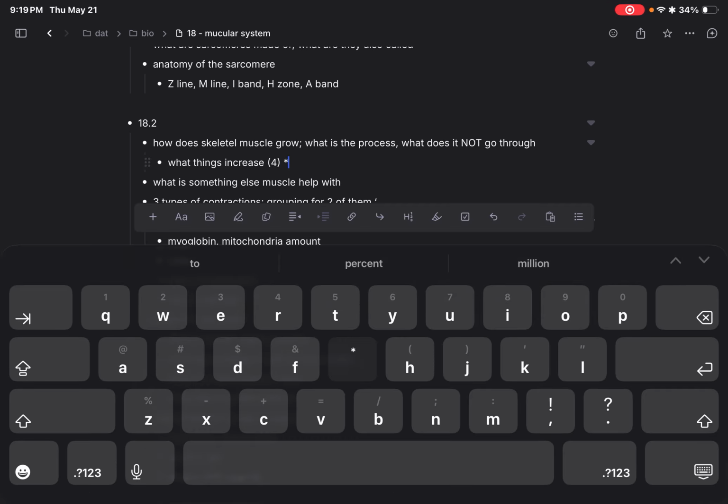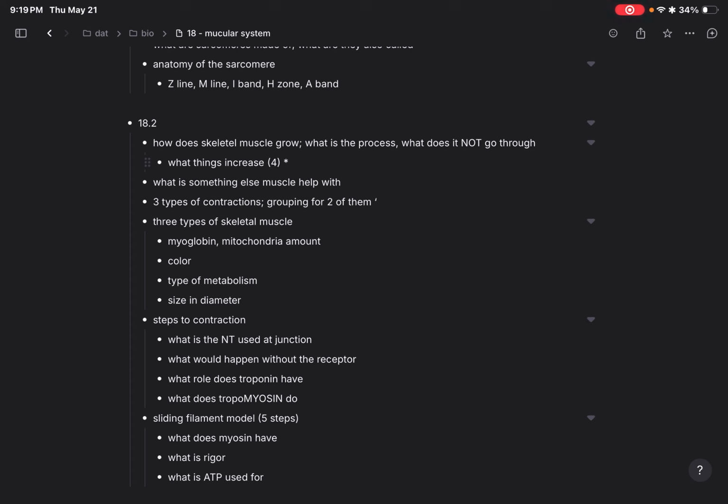What else does the muscle help with? It helps with moving blood. Those contractions will squeeze on the veins and stuff like that, and they'll just move the blood. So, three types of contractions, grouping to two. We got isotonic and we got isometric. Isotonic is the eccentric and the concentric, while isometric is just holding it in place. So it's a great naming system.